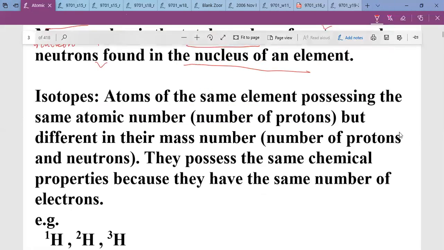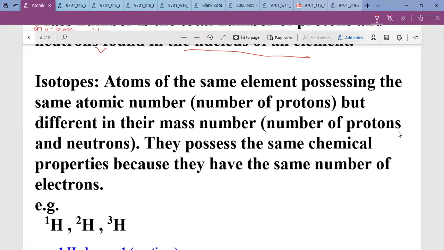Isotopes. Favorite question. Always asked. There are about 10 times they asked already over the past 10 years or so. Right? It's atoms of the same element. Atoms mean the smallest particle of the element. The smallest particle of a compound is called a molecule, isn't it? Right? Atoms of the same element. What will define the element? The number of protons.